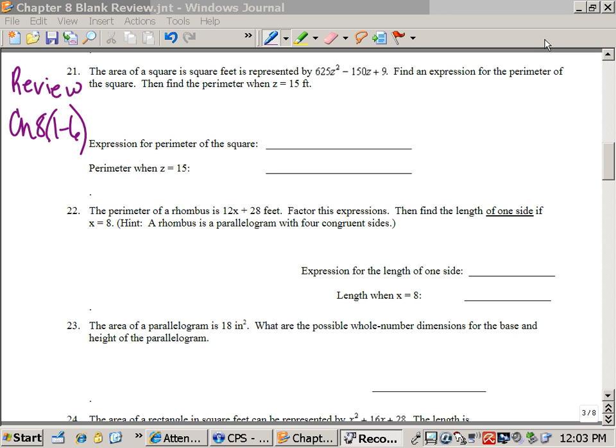Review Chapter 8, 1 through 6. We're going to start with number 21. We did all these in class today, but I promised you a video, so here we go. All right, we need an area of the square.